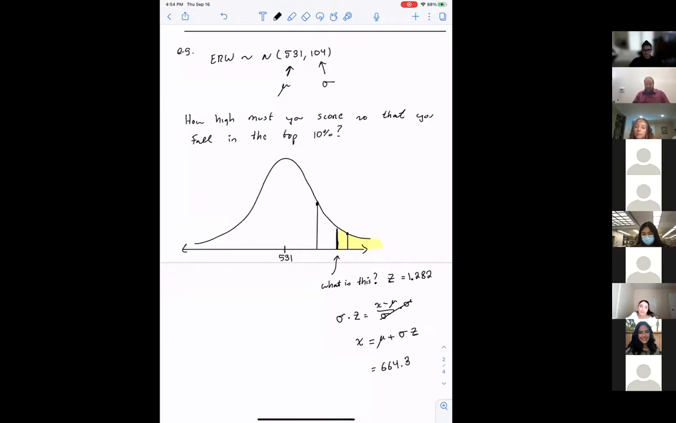So the table approach gave us 664.3. Does that seem like a realistic value given what we expect with the normal curve? Doesn't seem half bad, right? So let's do it now on your calculator.